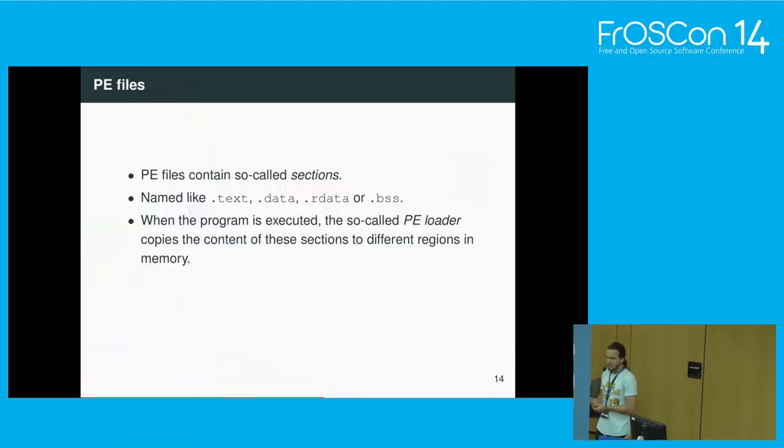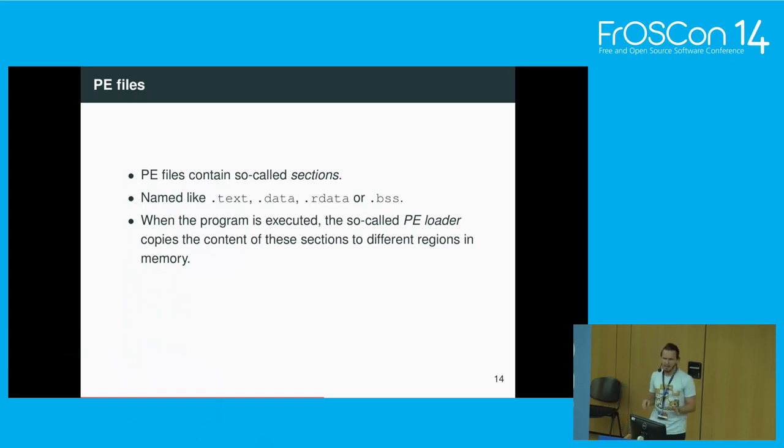Then there is a program, or actually a few programs, that interact with the low-level Windows API to load an executable into memory. They are normally called PE loaders, and they're not doing fancy stuff. They just pull out the sections from the executable and place them in a virtual memory space. I will not go into detail there.